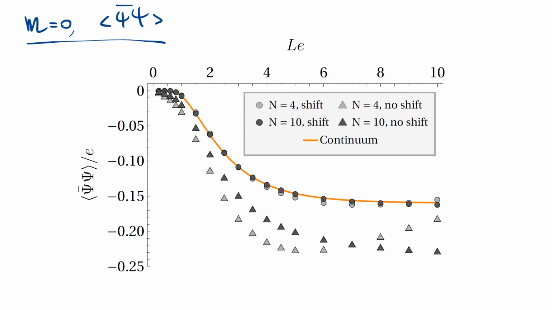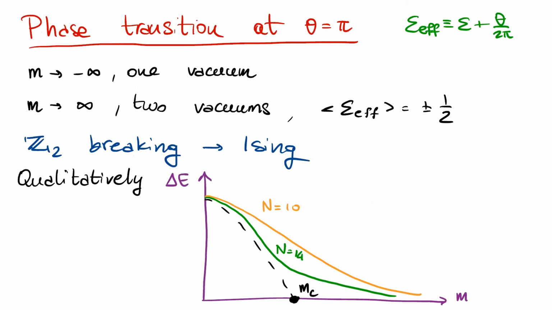But let me tell you something a bit more interesting, because m equals 0 is just a free theory, and I would like to say something in a theory that's not free. Let me consider this: there's a phase transition in this model. I'm going to take theta equal pi. I could also take theta equal 0, but it's the same.